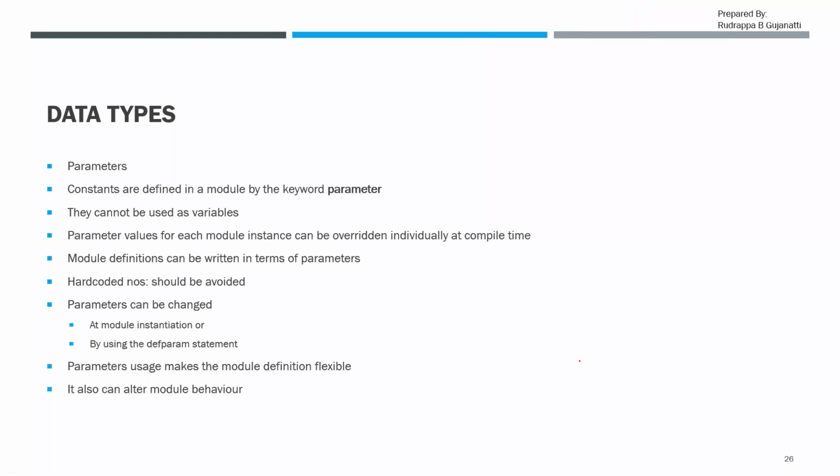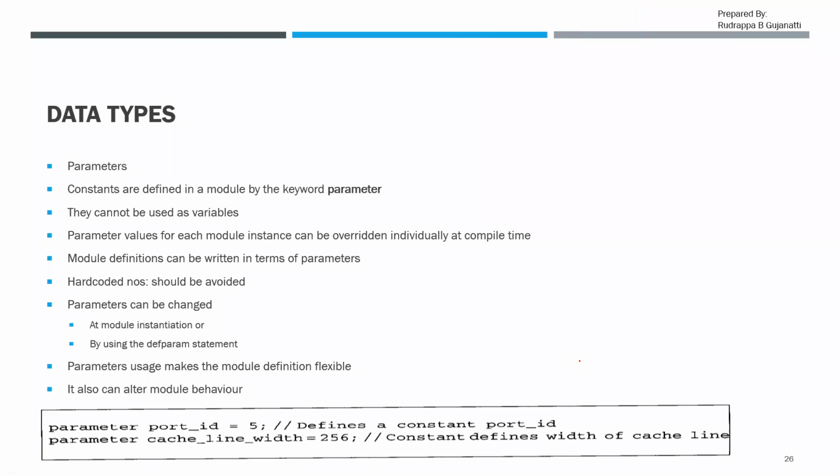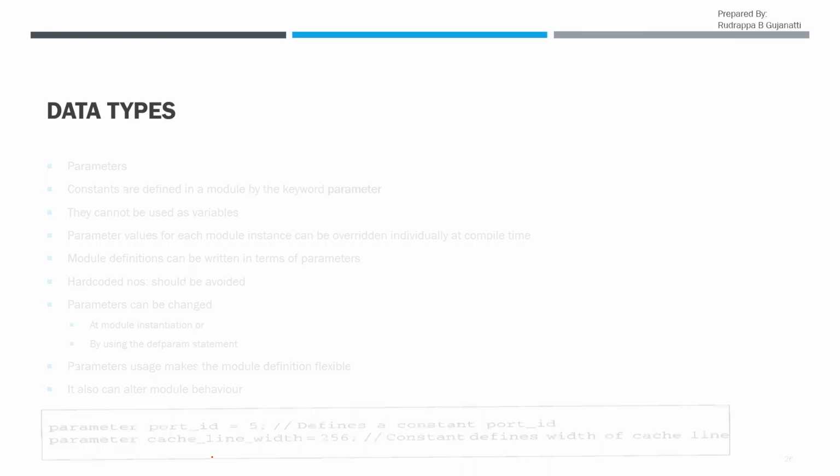It can also alter the module behavior, that is, how it deals with the constants which are present in these cases, that is, in digital circuits. This is how we declare or define a parameter with the keyword parameter, say port ID. Port ID is the identifier, which is equal to 5. Now it is a constant. Here another parameter they have defined is 256. So it is a constant defined using this keyword. This is related to the parameter data type.